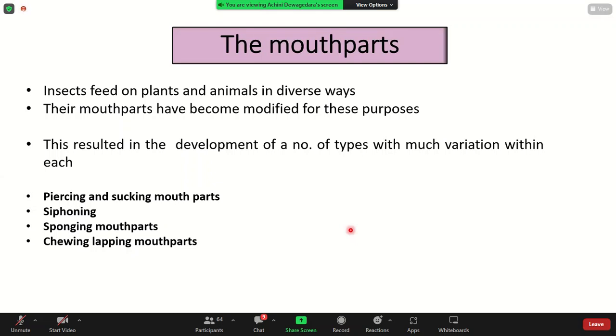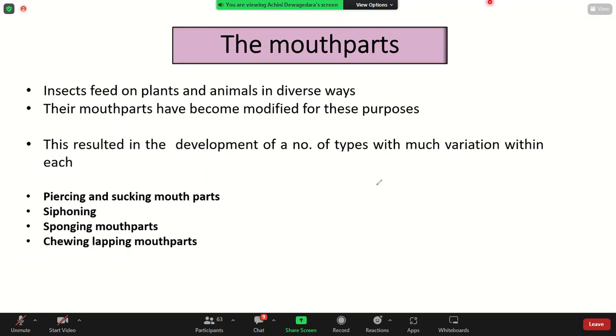Right? So, there are different types of mouth parts, as I told you. Piercing and sucking. The best example is mosquito. Right? They have developed their mouth parts to pierce and suck. Right? And siphoning, as I told you, the butterfly has siphoning mouth parts.